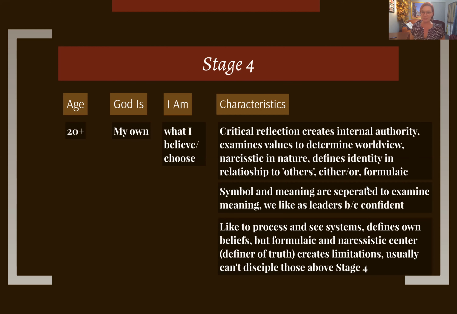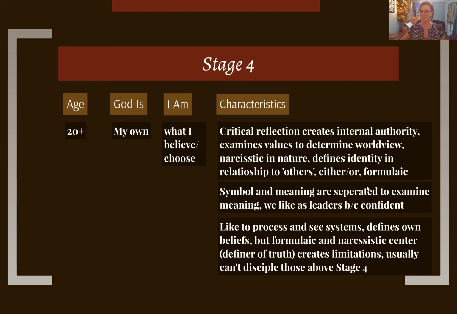So how do you disciple someone in stage 4? Disciples and people in stage 4 like to process, and they can see some systems. They like to analyze the system, and they define their own belief. But that formulaic narcissistic center as the definer of truth really does create limitations. And some of those limitations would be what happens when the formula doesn't work. A person in stage 4 would say, here's the way that we pray, and that's how you get saved. Here's the sinner's prayer, and that A plus B equals salvation, and now you have to be baptized, and that equals whatever, because they've defined it.